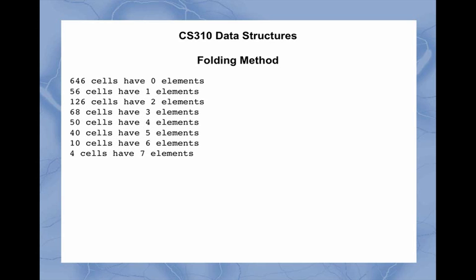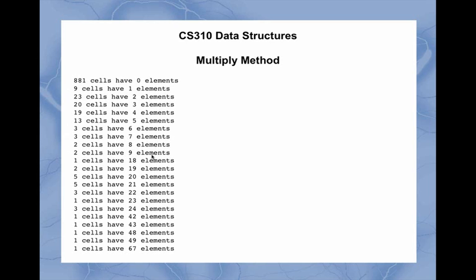Here 35% of the table actually has data in it. The largest entry where there is data is 2 elements, and this is not a bad situation. This is certainly manageable. The worst case, 4 cells have 7 elements. So again, this is not ideal and it's not optimal, but it's not dreadful. It is certainly better than the preceding multiply method. It's not ideal, but it's pretty good.